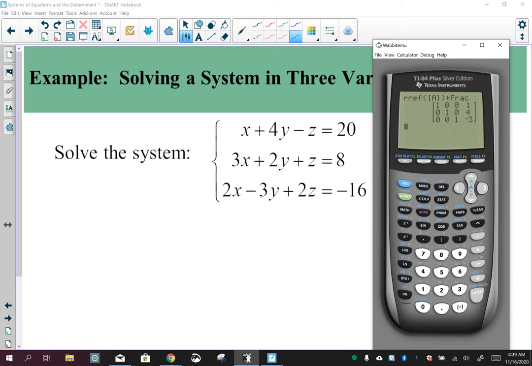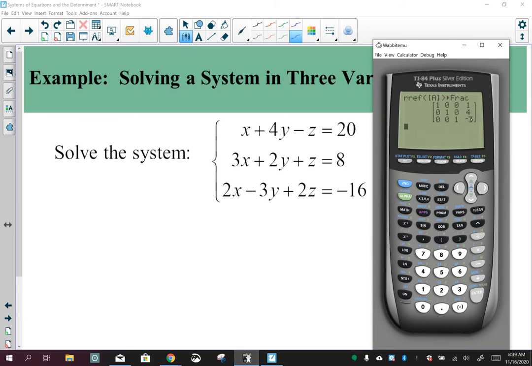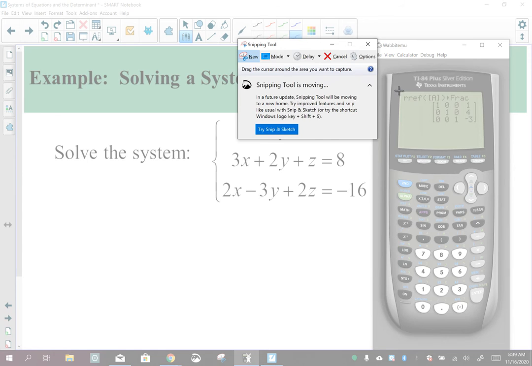And so when I read this, notice my order, X, Y, and Z. So my X is equal to 1, my Y is equal to 4, and my Z is equal to -3.